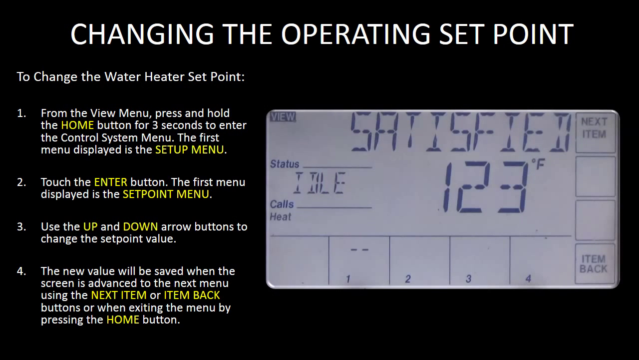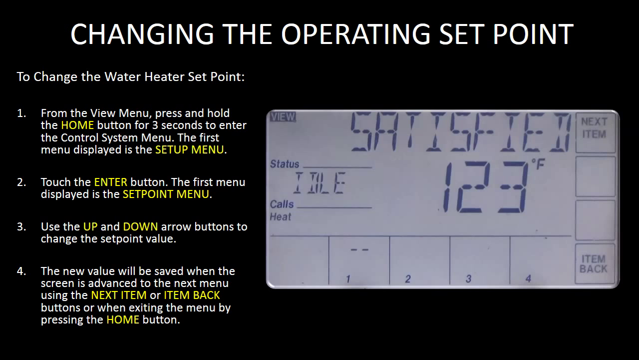We've shown that the operational control set point can be accessed and viewed in the View menu. However, you must enter the Control System menu to change the water heater set point and other operational parameters. To change the water heater set point, from the View menu, press and hold the Home button for 3 seconds to enter the Control System menu.